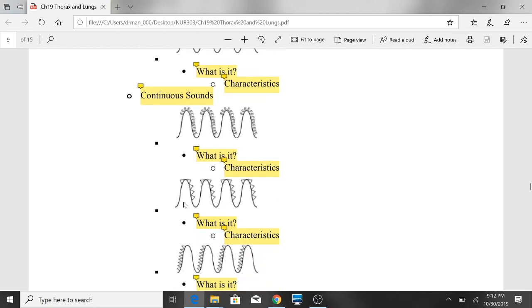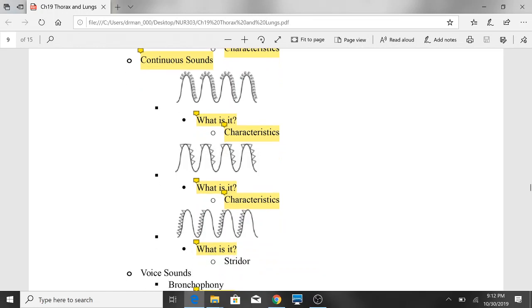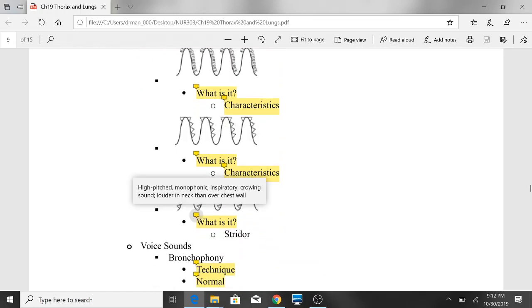Look at this one. Maybe a little bit at the end of inspiration, but a lot at expiration. What do you think this is? A low-pitched wheeze, correct. And what are the characteristics of low-pitched wheezes? Low-pitched, monophonic, one musical note, moaning sounds really. And this one's stridor, obviously. High-pitched, monophonic.